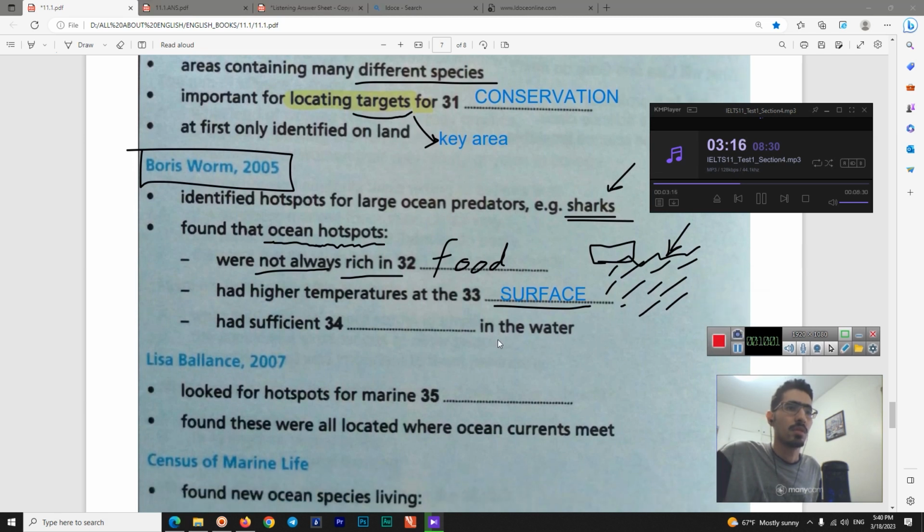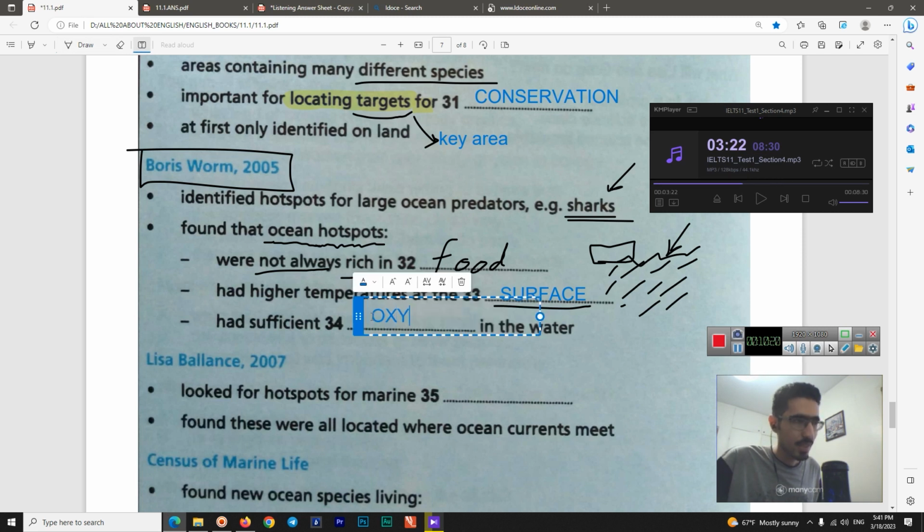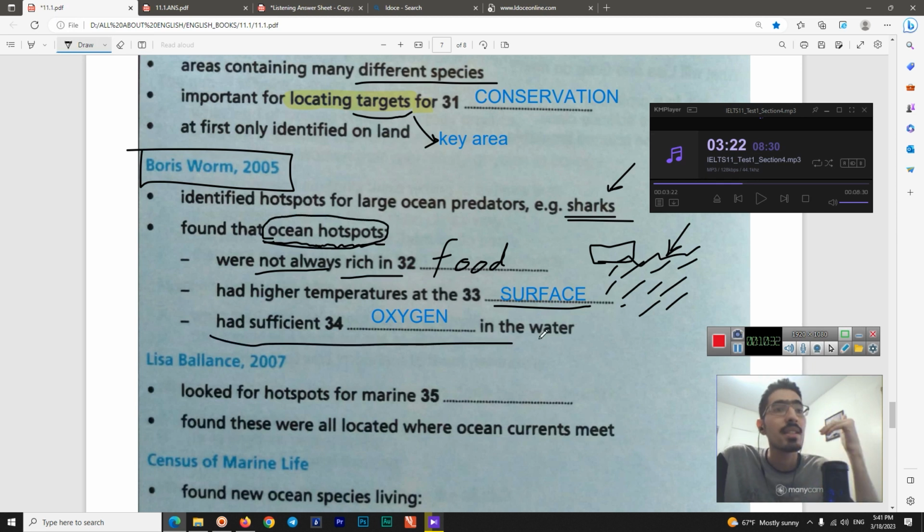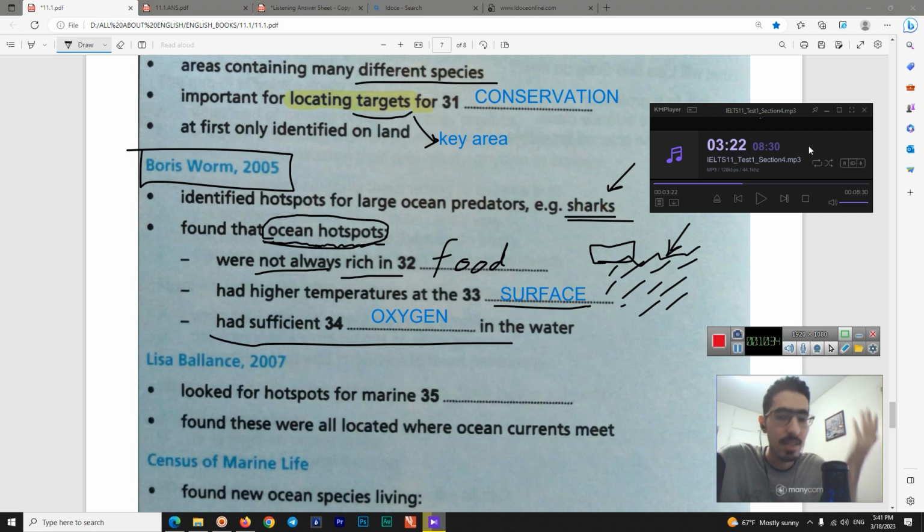However, this wasn't enough on its own, because he also found that the water needed to have enough oxygen in it. Enough means sufficient. Needed to have enough oxygen or sufficient oxygen. Again, it's not safe to write it yet because the question is not what it needed to have. The question is what it had. The question is ocean. He found that ocean hotspots had. This is a certain sentence, but he didn't say it yet.